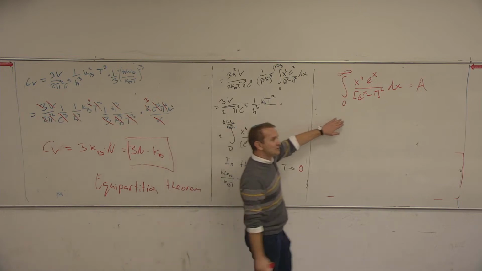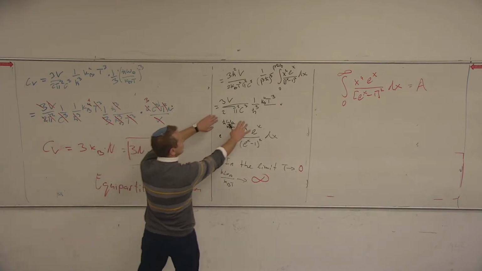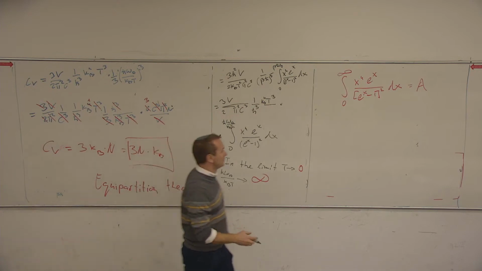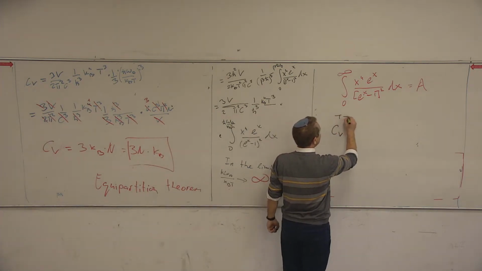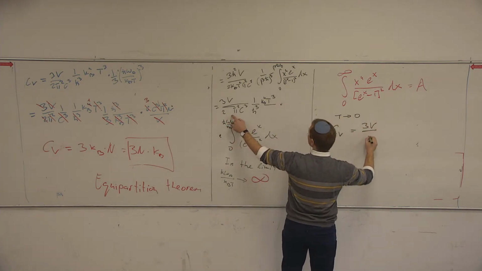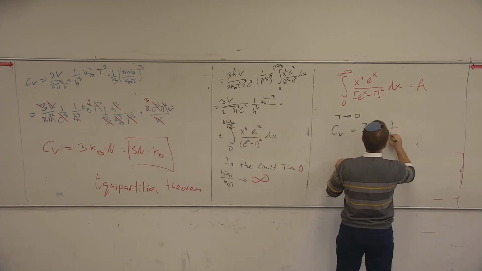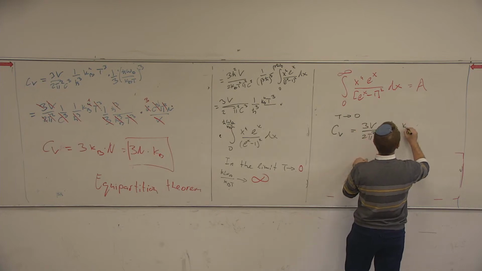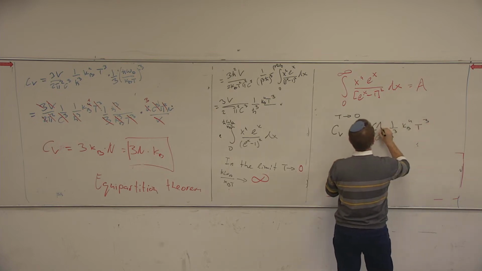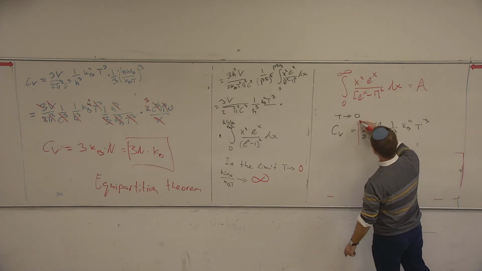Now, the moment we have this number, we're practically done because we're going back to this expression, and the only thing that is left is to multiply this by a specific number. So as T goes to 0, C_V goes to 3V divided by 2π² c to the third, multiplied by 1 over ħ to the third, k_Boltzmann to the fourth, T to the third, and we have an A over here. This is a prefactor.